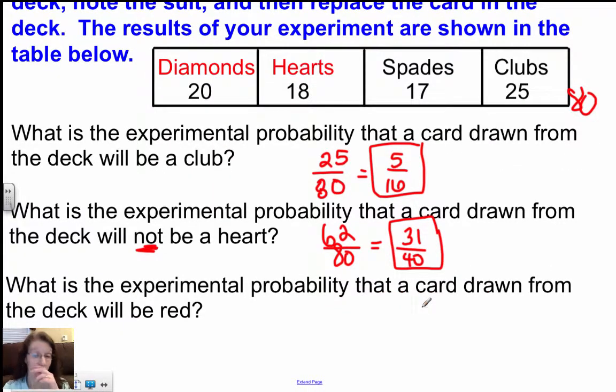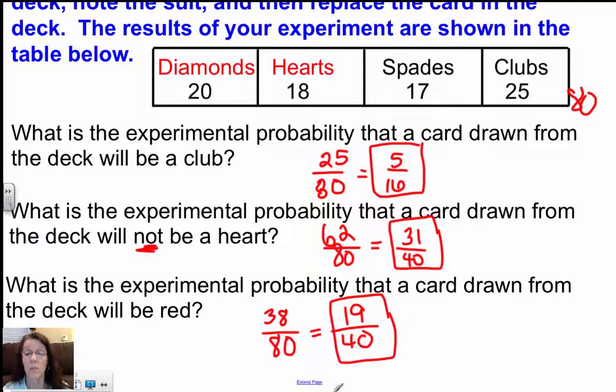Scroll up a little bit. What is the experimental probability that a card drawn from the deck will be red? Well, I kind of gave you a little hint here. Here are your red cards. Here are your black cards. Try this one. Pause it while you're trying it. Come back and check. All right. Again, total number of choices is 80, so that's always going to be in the denominator. Total always goes in the denominator. 20 and 18, we'll add those two things together. Gives me 38. So I have a 38 in 80 chance of getting a red when I did this experimentally. I can also divide those and simplify. That would be a 19 out of 40 chance.